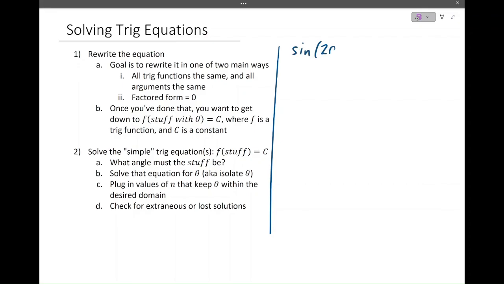Okay, so the equation that I found was this one. Sine of 2 theta times sine of theta is equal to cosine of theta. Okay, so let's go through the steps one at a time.